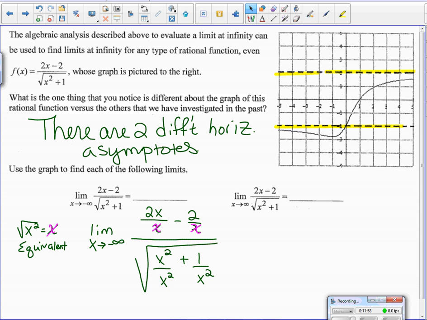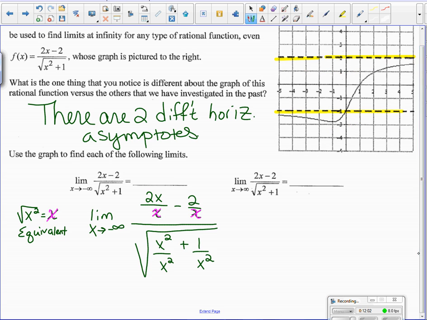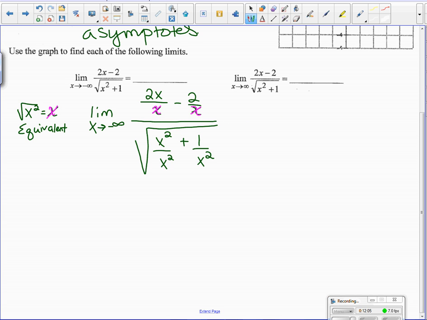Okay, so I did the same thing that we've been doing all along. I'm dividing by the square root of x squared. So I took the square root of x squared and divided it by the square root of x squared. And I just extended my radical so that it's going over both the numerator and denominator. Same thing to the 1, I divided it by x squared. Notice how it's still inside the radical.